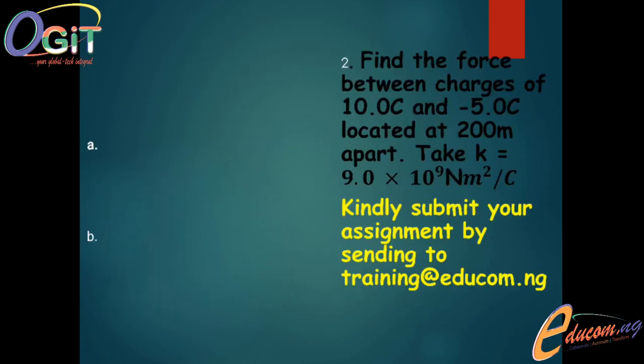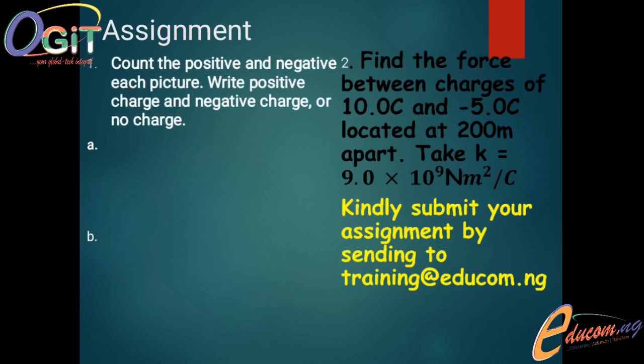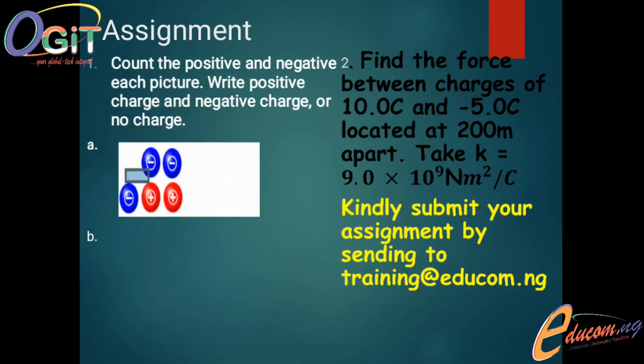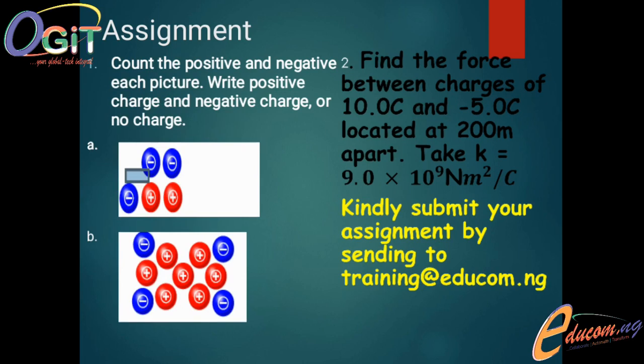Your assignment. Number 1. Count the positive and negative charges in each picture. Write positive charge, negative charge, or no charge as it applies. That's the first diagram, and that is the second picture. Your second question, find the force between charges of 10.0 coulomb and minus 5.0 coulomb located at 200 meters apart. Take K to be equal to 9.0 times 10 to the power 9 newton meter squared per coulomb squared.